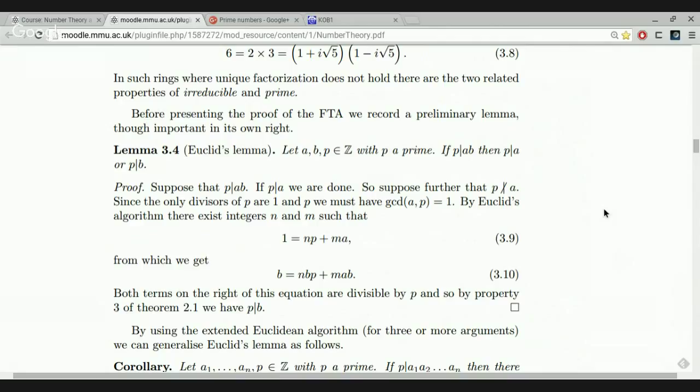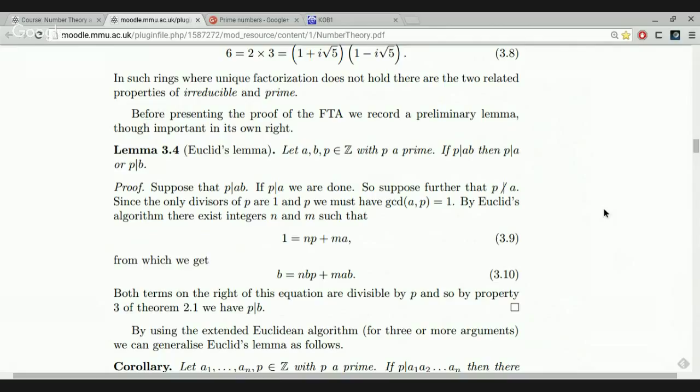Now, the only problem with that argument is it relies on knowing that a factorizes into primes and that b factorizes into primes. We don't really have that yet because we haven't proved the uniqueness of the fundamental theorem of arithmetic. So what we'd like to give here is a proof of this result that doesn't rely on prime factorizations. It's only going to rely on the greatest common divisor, ideally.